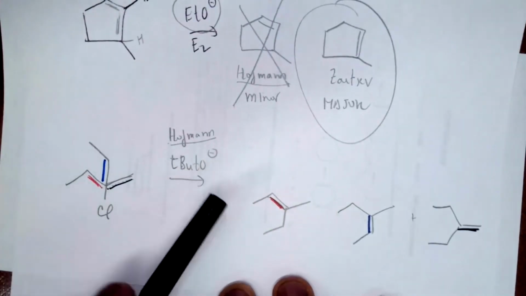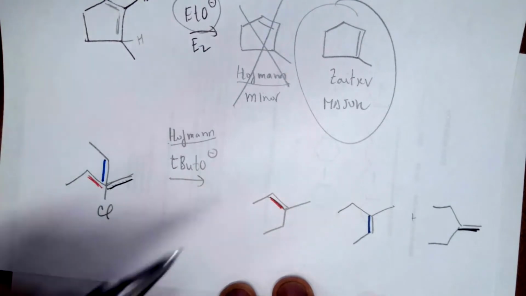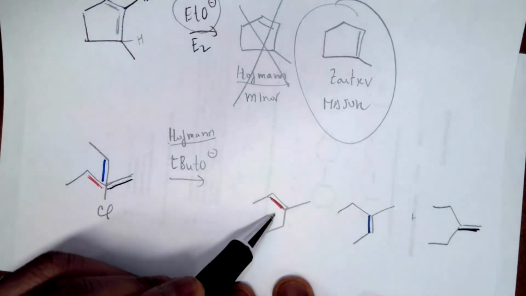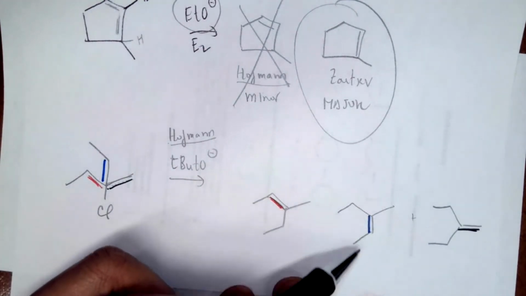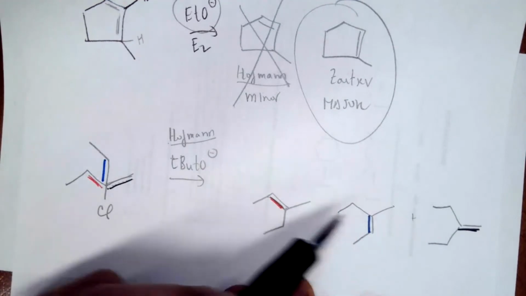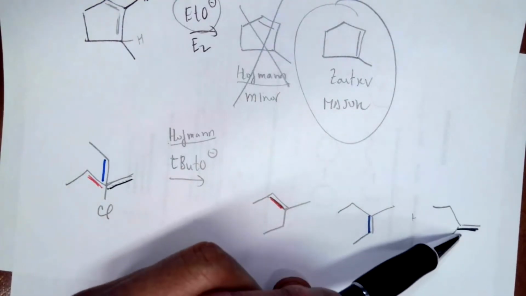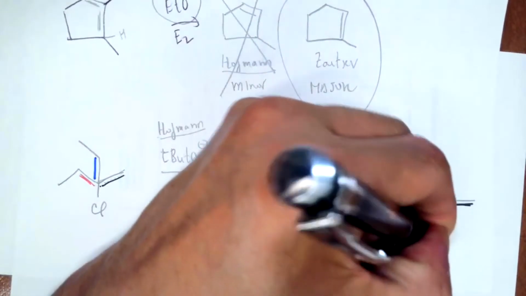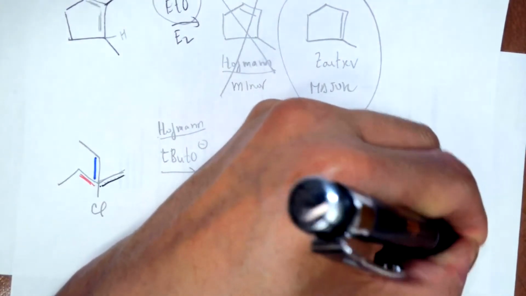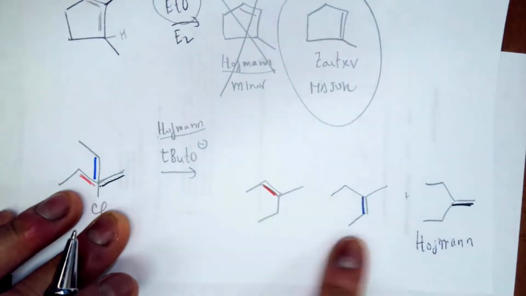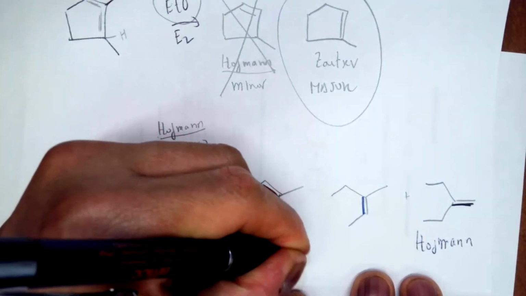Which of them is my Zaitsev alkene? Well, I have here a trisubstituted alkene. Here, trisubstituted alkene. So they are both tri. What about this one? This one is disubstituted alkene. So the minimum is the one that is my Hofmann product. What about these two that are three? They are both Zaitsev.